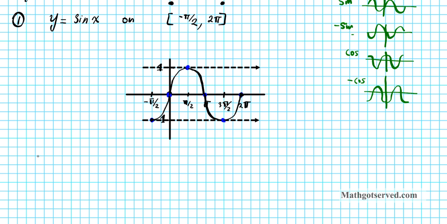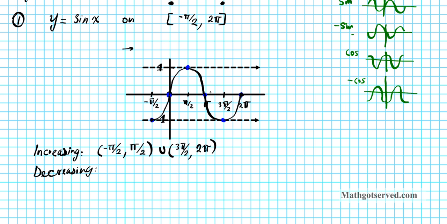Let's talk about increasing and decreasing first. So where is this function increasing on this domain? It is increasing when you go from left to right if you're heading upwards. So we notice that we're increasing from negative pi over 2 all the way to pi over 2. And then another interval where it's increasing is from 3 pi over 2 all the way to 2 pi. Okay? And then decreasing. Where is this function decreasing? Heading down from left to right is from pi over 2 to 3 pi over 2.